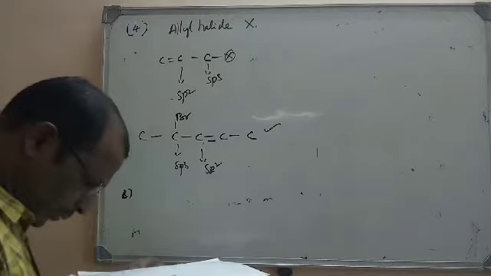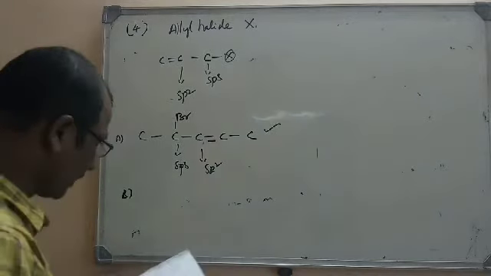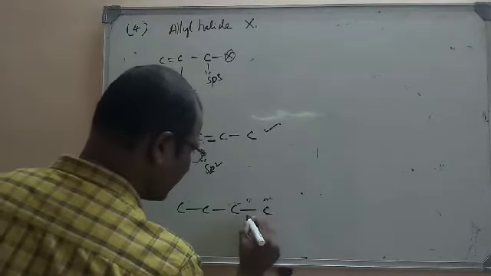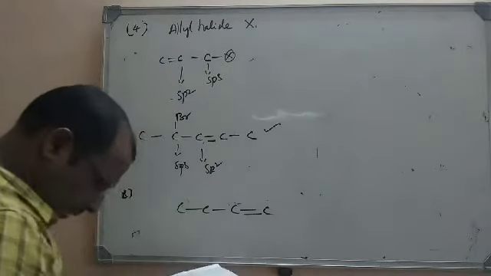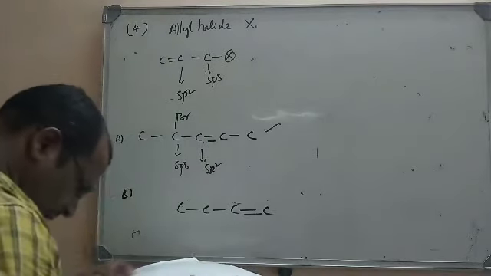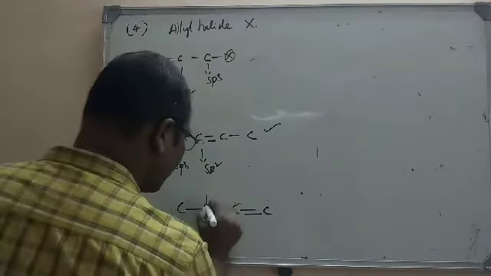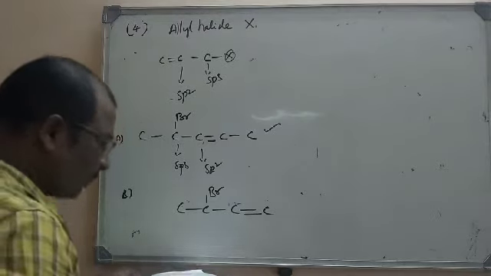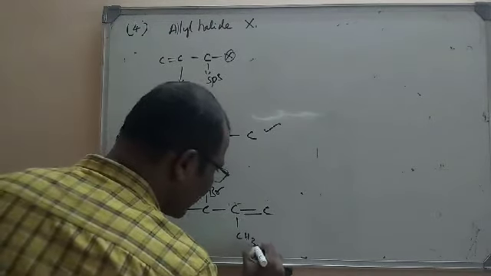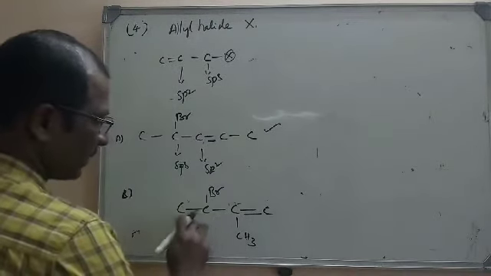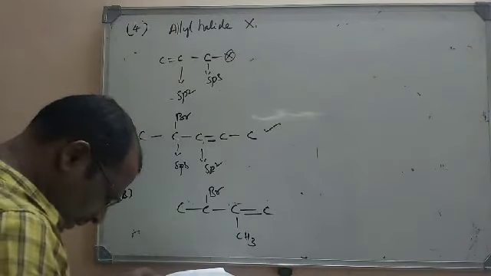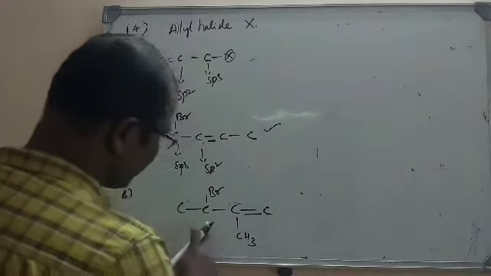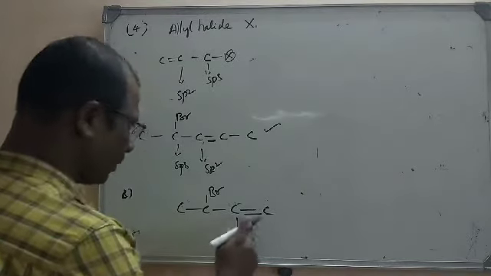Second one is 3 bromo 2 methyl but 1 ene. This is but 1 ene. We have 3 bromo, that is bromine on the third carbon, and 2 methyl, methyl on the second carbon. This is the first carbon, second, third, fourth. So what is the name here? 3 bromo 2 methyl but 1 ene.